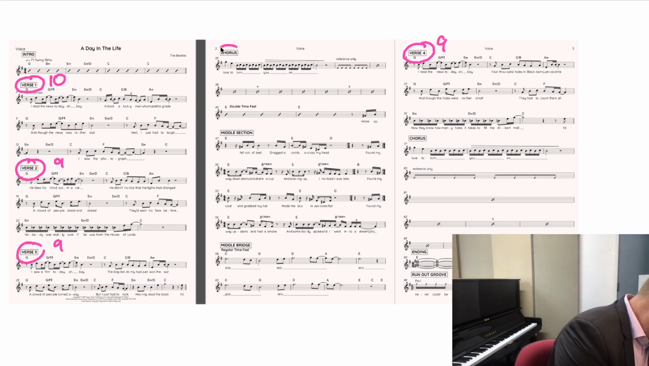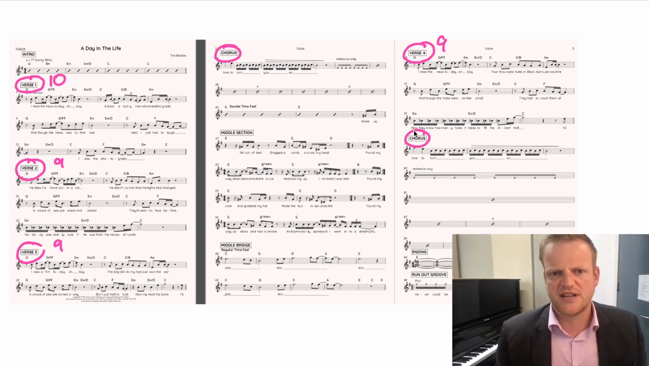We also have the chorus here and here. And the chorus has one melody line. And the only reason I even know this is the chorus, because it just sounds like the end of the verse, is because the Beatles in interviews actually say this is the chorus.